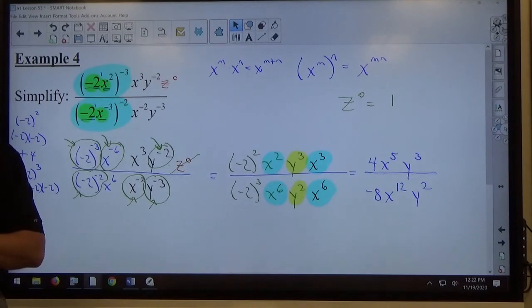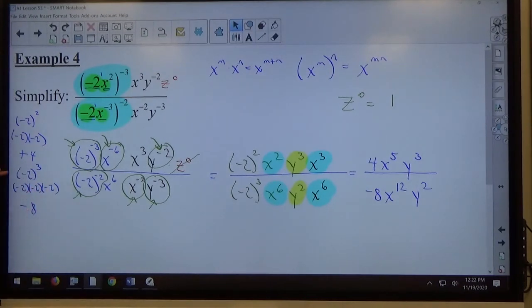Yep. Why is it -8? It's -8 because we cubed -2. That makes a total of 3 negatives. When there's an odd number of negatives, you get a negative result when you multiply. And the reason the top is positive is because we have an even number of negatives on top.